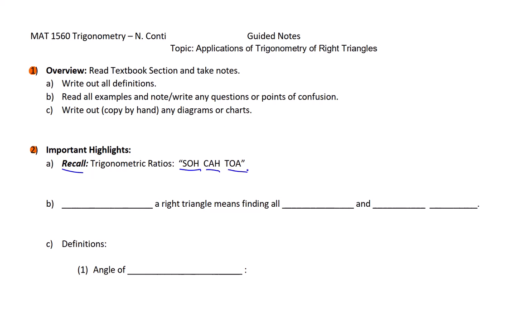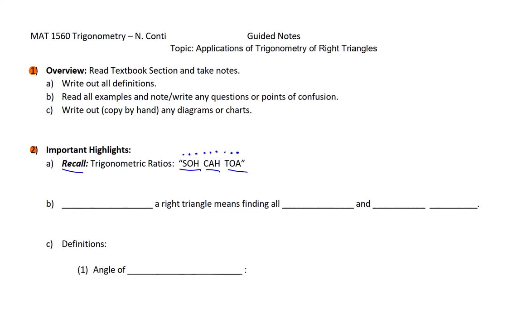SOHCAHTOA. In a previous topic, this is just an acronym that reminds us that sine equals opposite over hypotenuse, cosine equals adjacent over hypotenuse, and tangent equals opposite over adjacent. So those letters in that order spell SOHCAHTOA, which is of course not a real word, but it helps us remember those things. Now, secondly, we're going to add some things to this.